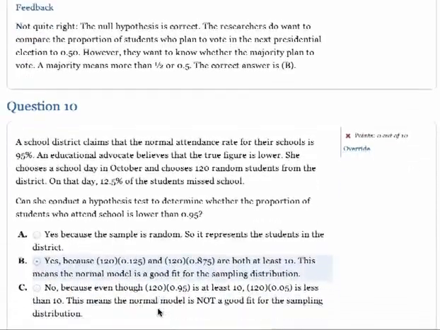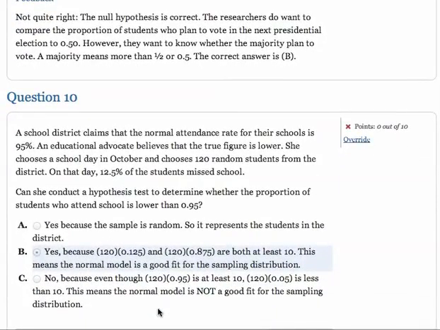Okay, here's question 10. For question 10, I know the issue here because I've already spoken about this one a couple of times. Remember that we have to check the normality requirements, and that means we need to know the expected number of successes and failures. This problem has to do with the attendance rate. The attendance rate for the school is 95%. That's what they think the population value is. And they're doing a little survey, choosing 120 students, and they're seeing on that day 12.5% of the students missed school. Well, that's not the same as the attendance rate. That's the non-attendance rate. So that number goes with the 120, but that's a p-hat number.